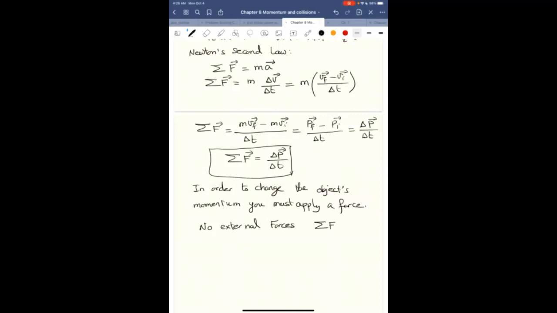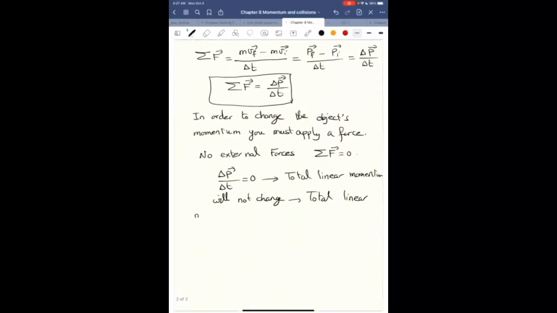Then if we have no external forces, which means sigma F equals 0, then delta P over delta T is 0, and this means that total linear momentum will not change, which means that total linear momentum is conserved. And this is the conservation of linear momentum. Now we will deal with situations where momentum does not change, and we will see that we can apply conservation of momentum.